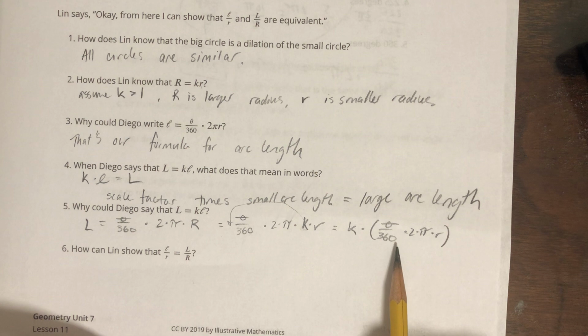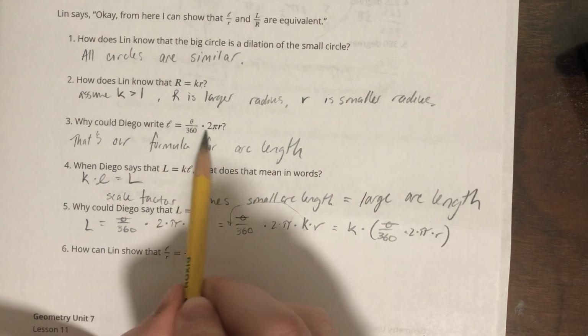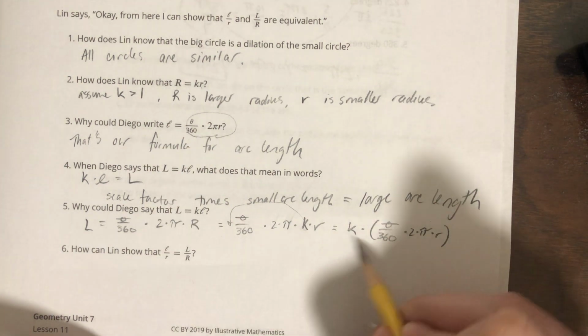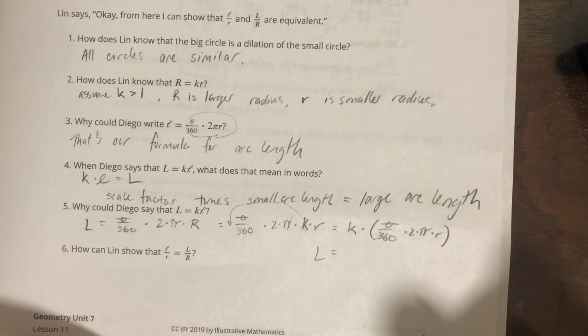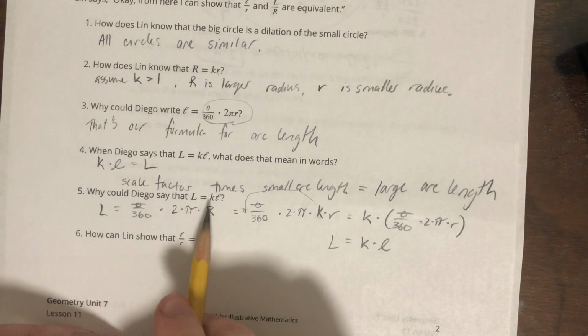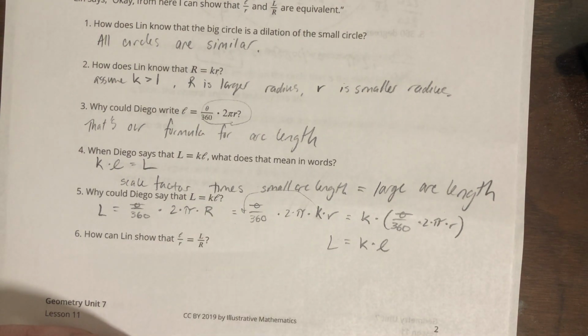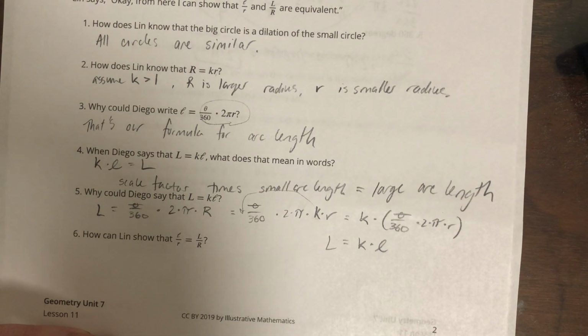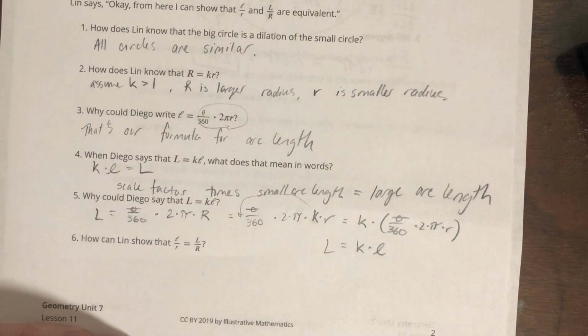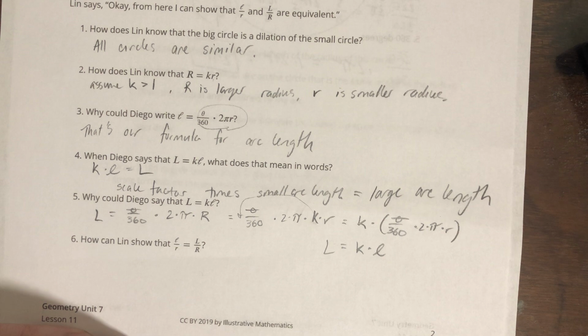Well, where have we seen this expression before? Theta over 360 times 2 times pi times r. Well, that's exactly right, this. That's what we said lowercase l was equal to earlier. So in reality, we're saying uppercase L is equal to K times lowercase l, which is exactly what they have right there. Right, now we use substitution. Or I guess, yeah, no, substitution would be the correct word for that, not transitive.